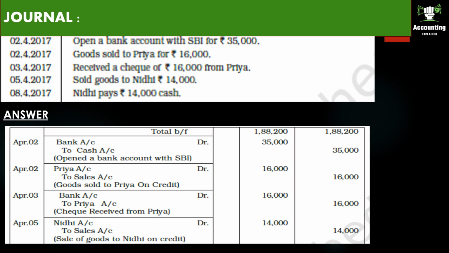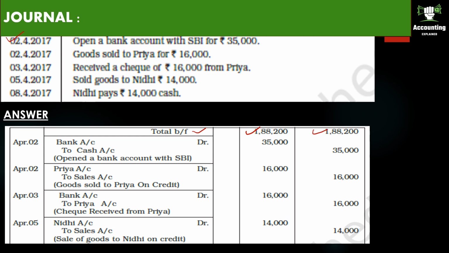We are bringing the total from the previous page, that is called total BF. BF is brought forward. So the same total we are taking here in the next page, 1,88,200, 1,88,200. Let us go to the question.